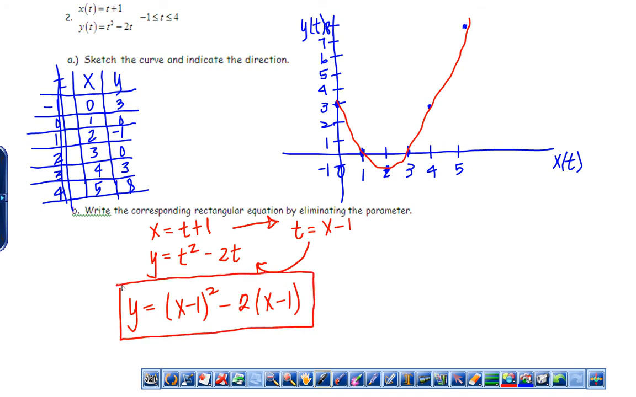Now what I want you to do is to take this answer right here, plug it into your calculator, just normal everyday y equals, and see if it looks like this parametric equation, and it should match. Okay, I hope that helps. I'll see you in class tomorrow.